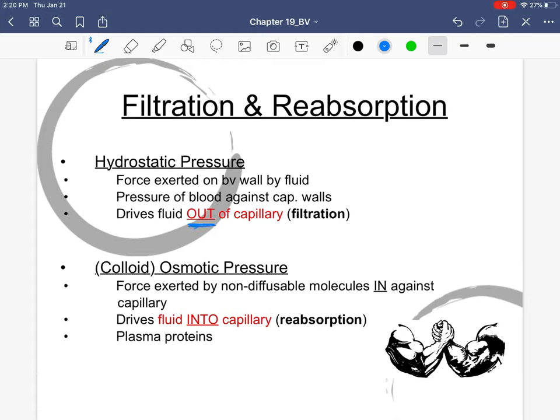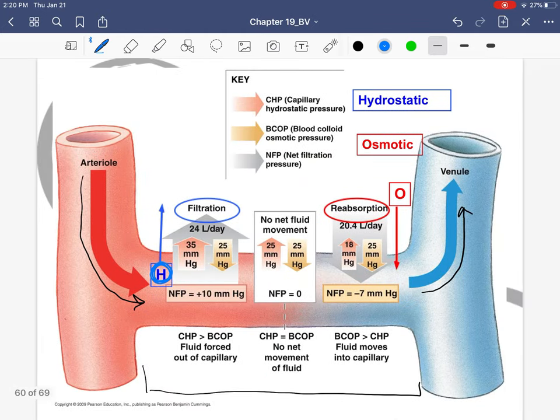This blue is representing hydrostatic pressure. Hydrostatic pressure drives fluid out of the capillary. And that's what this arrow is showing you. So hydrostatic pressure moves fluid out of the capillaries into the tissue.